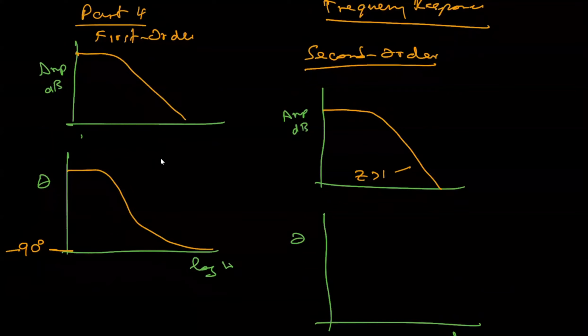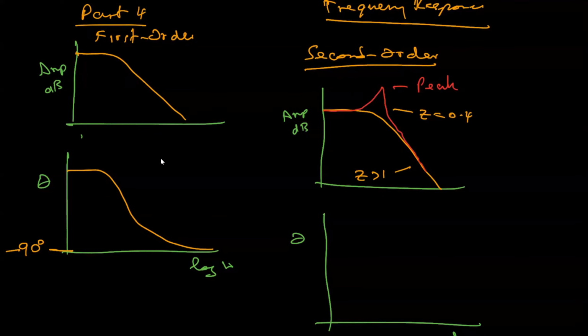The minute zeta drops below 1, however, because below 1 we start to get damped oscillations, the Bode plot changes. In fact, when zeta is below 1, you get this peaking appearing. This peak is basically a resonance peak, and this is due to the fact that the system shows damped oscillations. So, for example, this one might be zeta equals 0.4 or something.